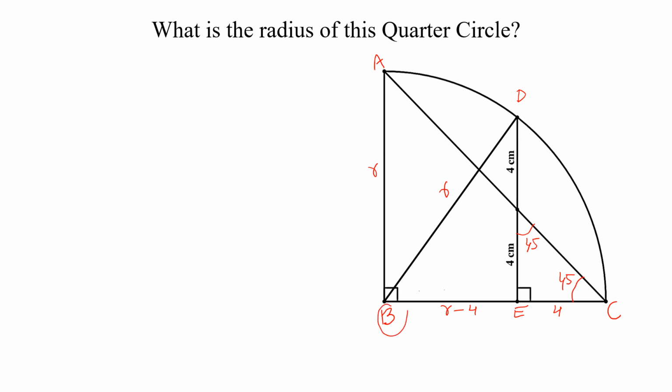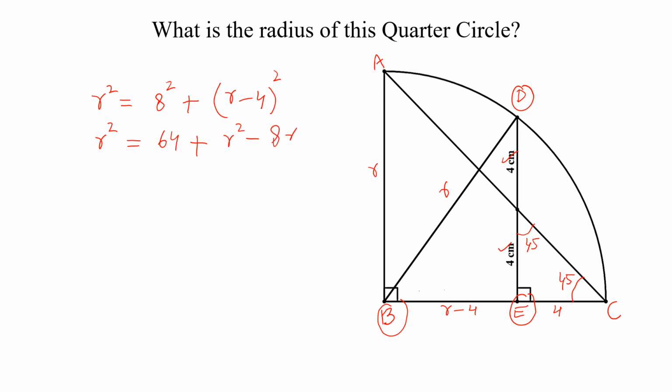Now triangle BDE is a right angle triangle. So we can write R square is equal to 4 plus 4, 8 square, plus R minus 4 whole square. Now we will simplify this. R square is equal to 64 plus R square minus 8R plus 16. This R square is cancelled with this R square.